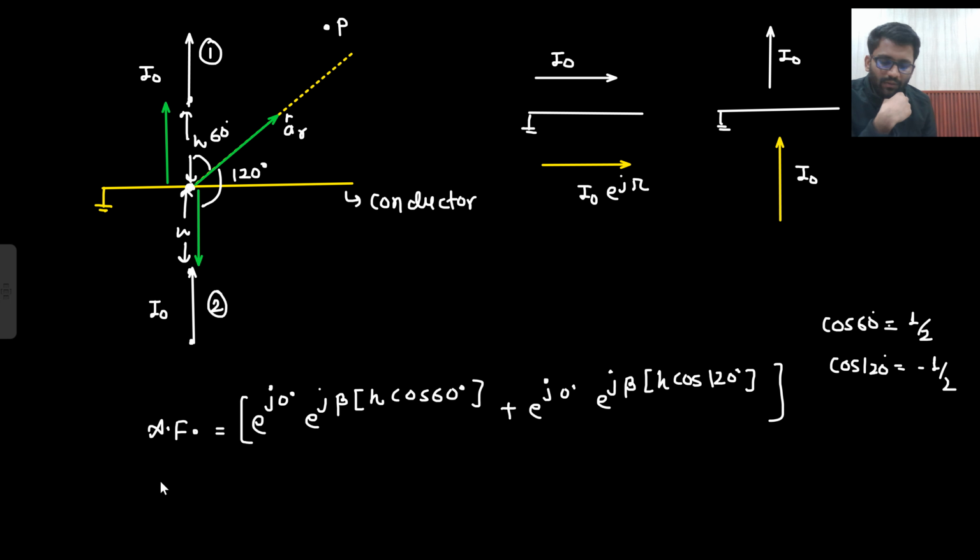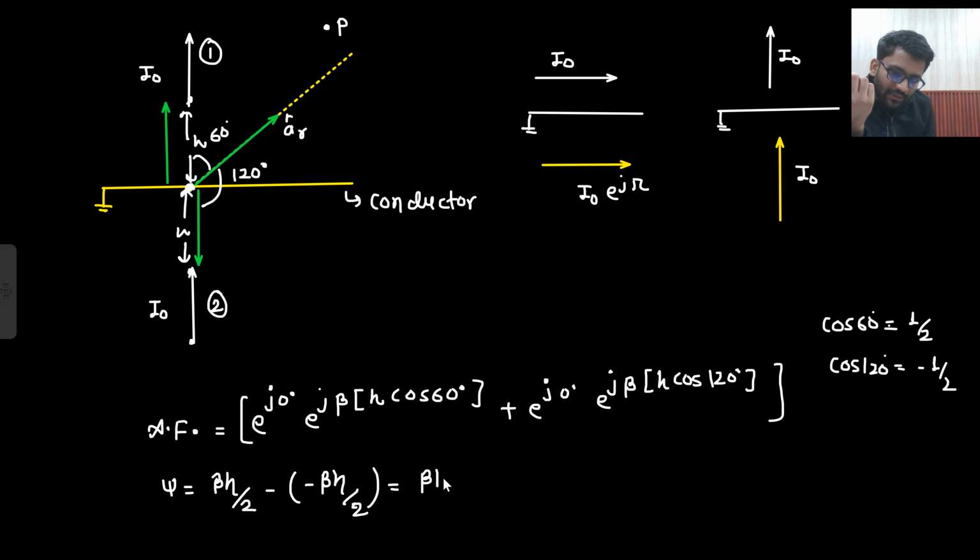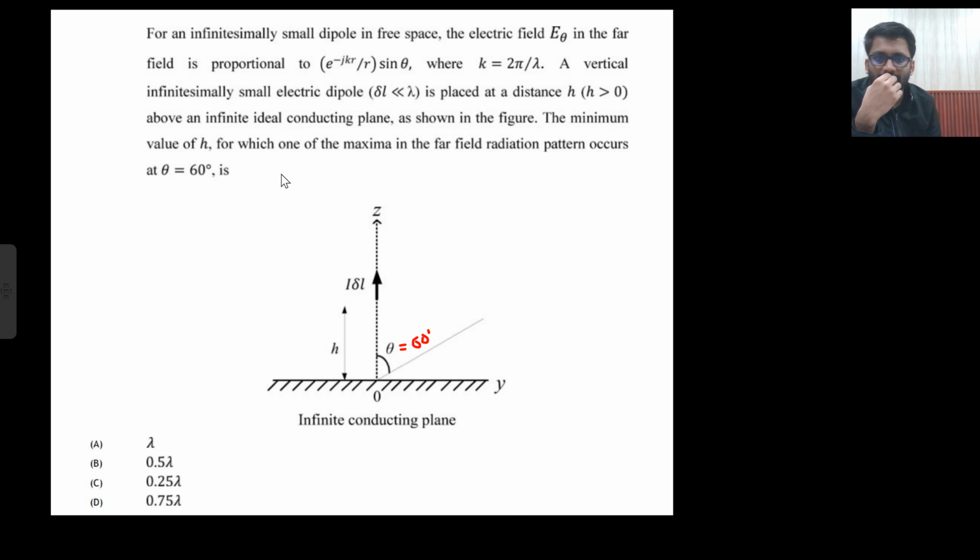So what is my phase difference? My phase difference here is, from anywhere I can take the phase difference. From here to here I can go, or from here to here also I can go. I am going from beta h by 2 to minus of minus beta h by 2. So my phase difference is beta h. What they are saying? They are saying maxima is occurring, no? The minimum value of h for which maxima is occurring.